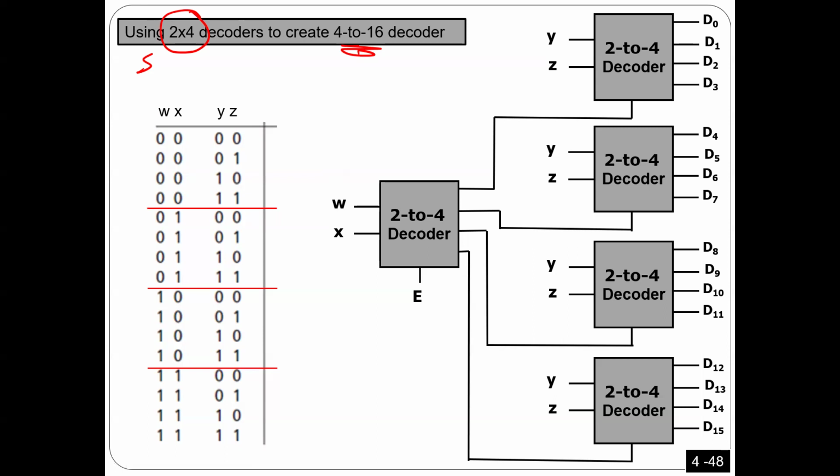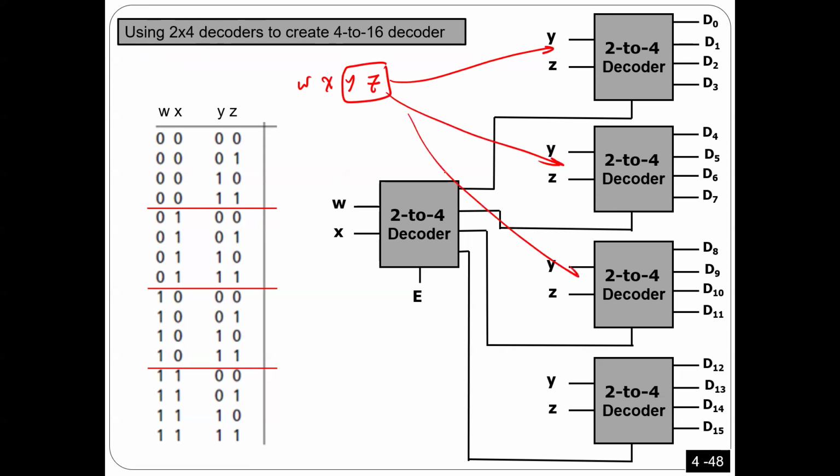How can you make it simple? I will make it simple. Look here. Again, for 4 to 16, I have W, X, Y, and Z. Is that okay? So here I'm gonna take YZ, connect them here, and here, and here, and here. So YZ is connected to all of them. In total, I have 16. But these 16 are gonna come 4 from the first quarter, 4 from the second one, 4 from here, 4 from here.